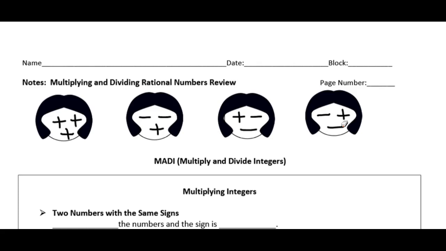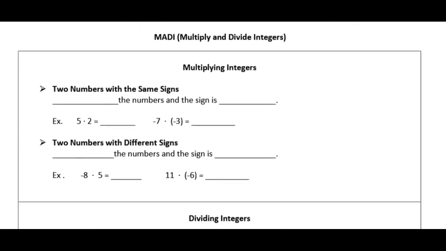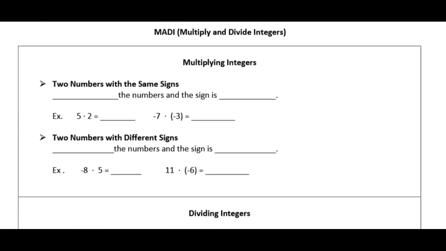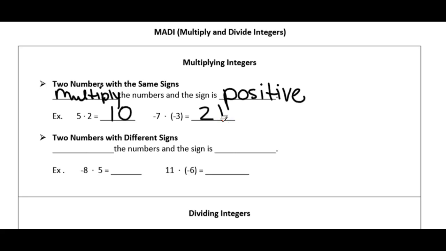Looking at multiplying integers, two numbers with the same signs. You multiply the numbers, and the sign is going to be positive. So if you look above where we multiplied two positives, we got a positive answer. And we multiplied two negatives, we got a positive answer. So 5 times 2 gives you 10. And a negative 7 times a negative 3 would give you a positive 21. So if they have the same sign, you get a positive answer.